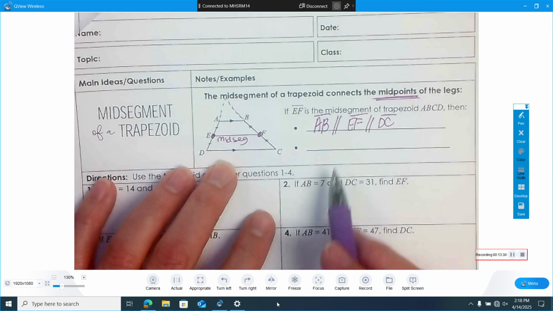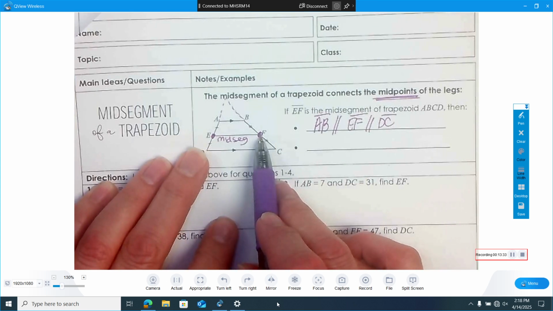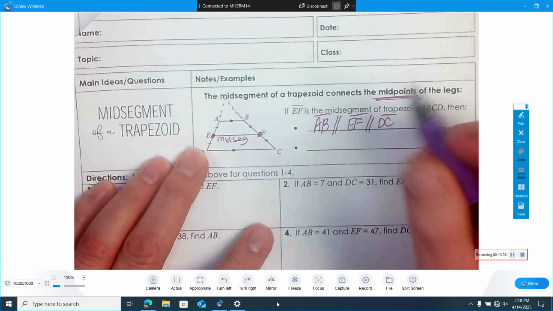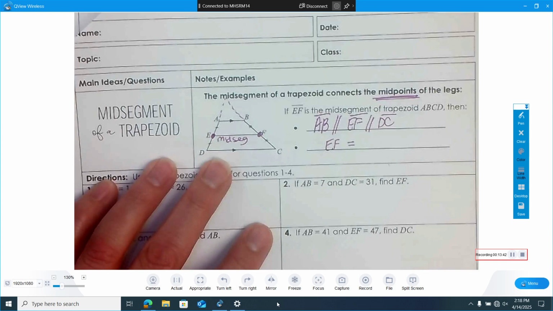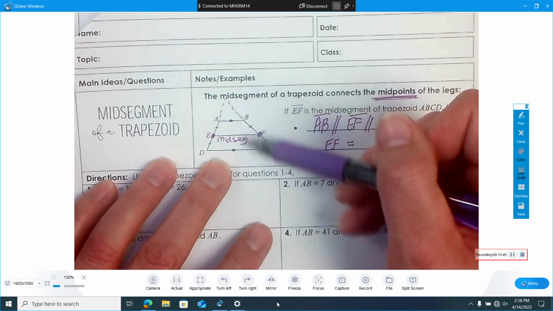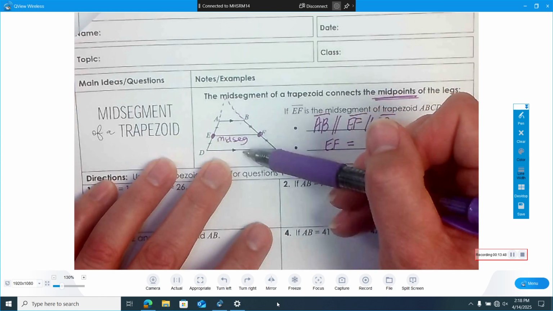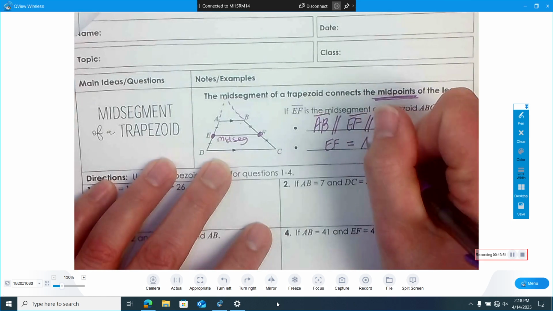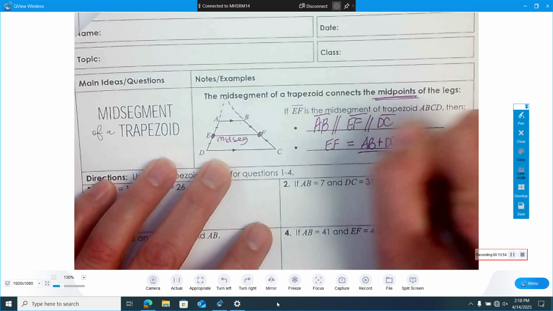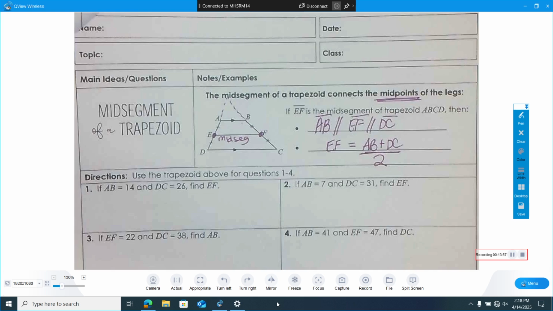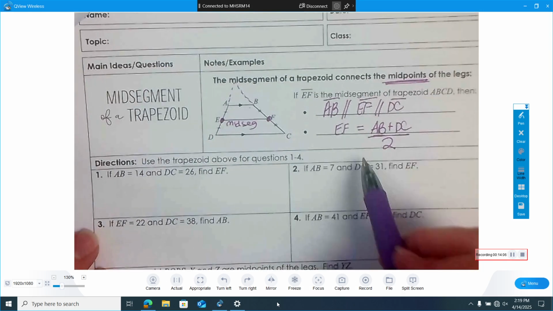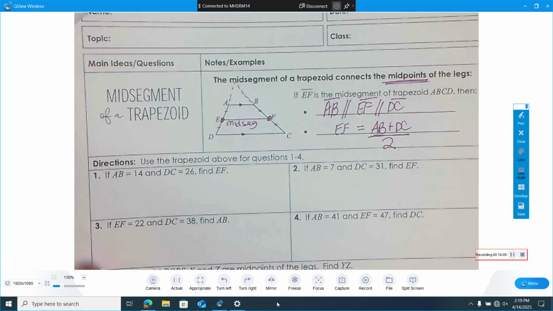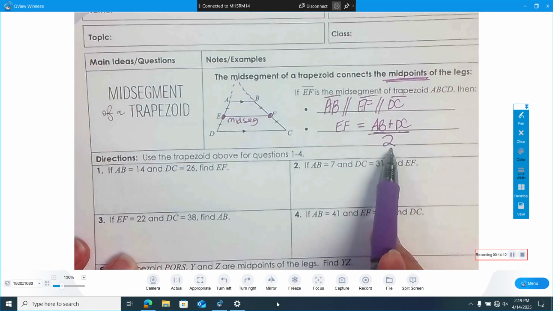And then the mid-segment, EF: the length of the mid-segment is the average of the bases. Adding the bases together and dividing by 2. So AB plus DC divided by 2. It's just in the middle of the two bases. The length is in the middle. All right, so it's just an average of the bases. And this is what we're using mostly for these questions. AB top plus bottom over 2.